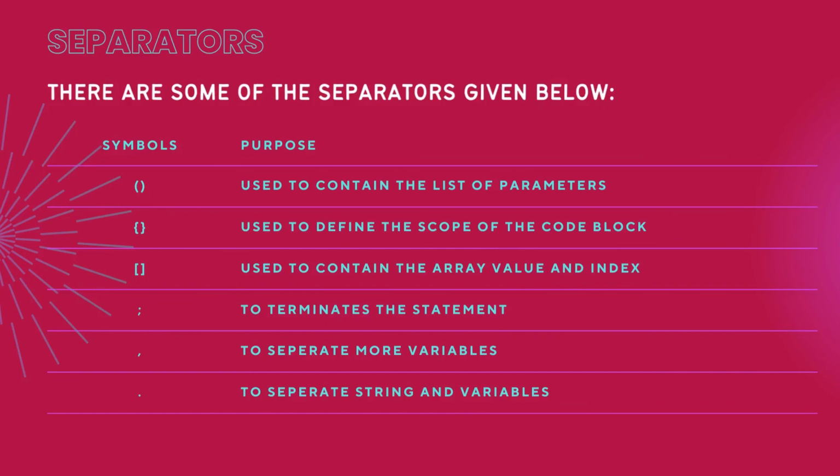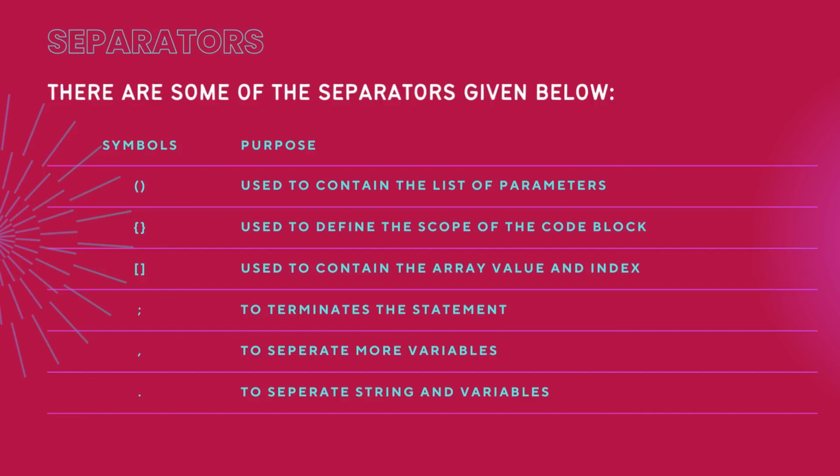Separators. In Java, there are a few characters that are used as separators. The most commonly used separator in Java is the semicolon. As you have seen, it is often used to terminate statements. The separators are shown in the table. The first separator here is parentheses. It is used to contain the list of parameters in method definition and invocation. Also used for defining precedence in expressions, containing expressions in control statements, and surrounding cast types.